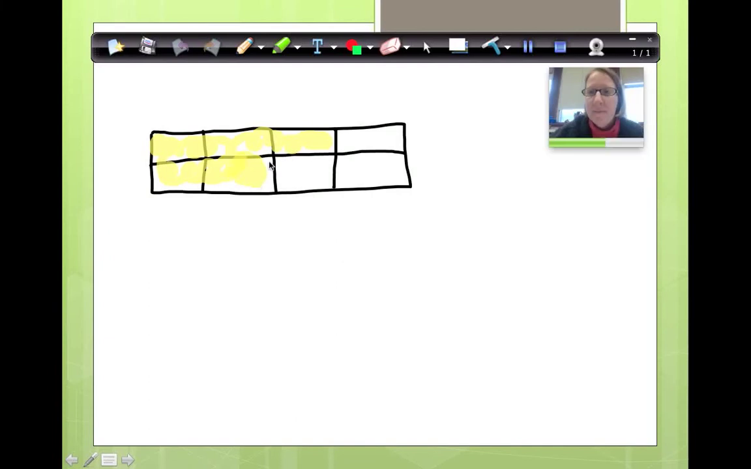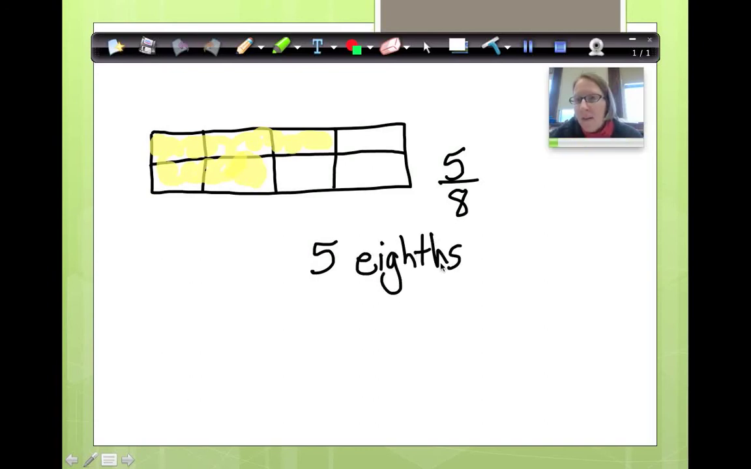Okay, so here's my box. How many fractional units is it divided into? 1, 2, 3, 4, 5, 6, 7, 8. How many are shaded? 1, 2, 3, 4, 5. What does my picture show? It shows 5/8. Okay, that's kind of fun.